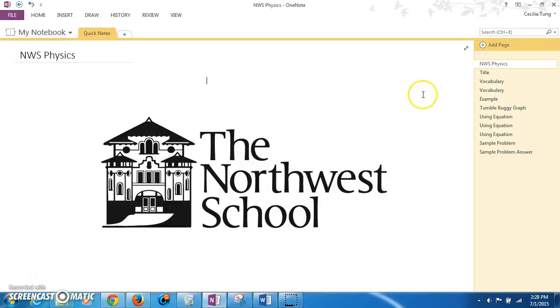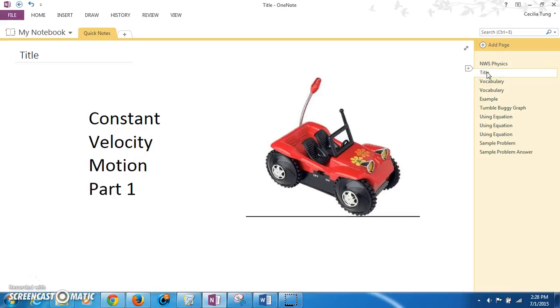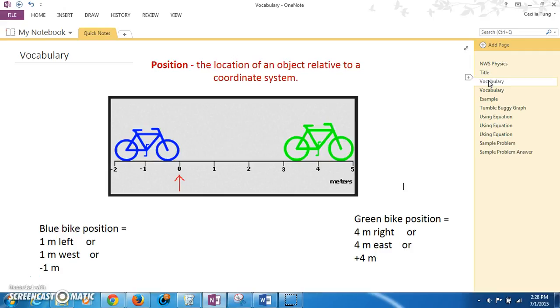This is an instructional video from the physics class on constant velocity motion. Let's get started. First, some terms to describe the motion.